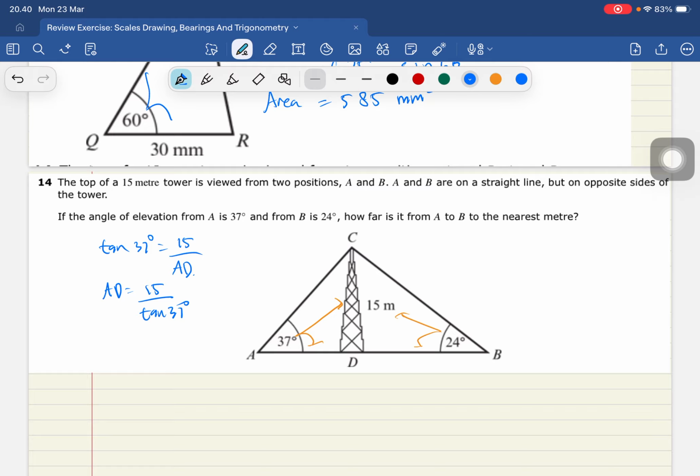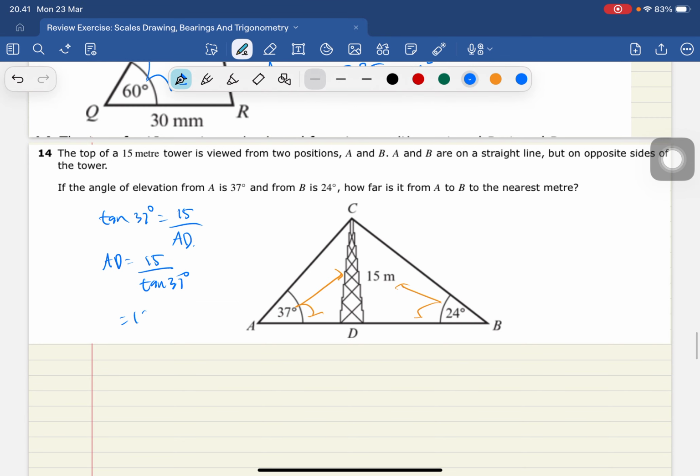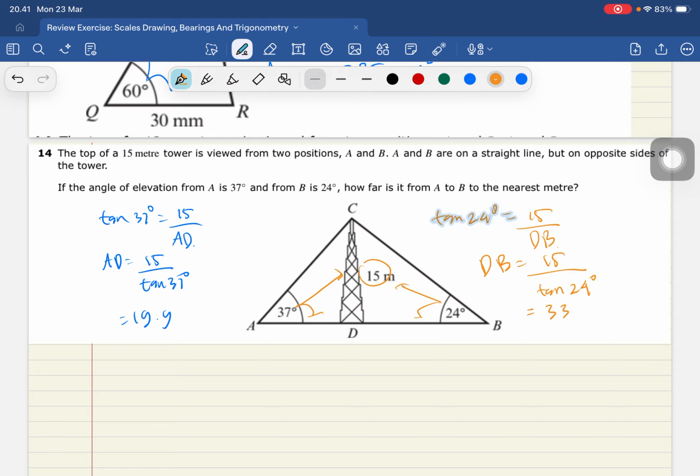So 15 divided by the tan of 37. So this is 19.9. Next, we got tan of 24 degrees. Opposite is 15. So 15 divided by the DB. So DB equals 15 divided by the tan of 24 degrees. So we got the answer as 33.7.